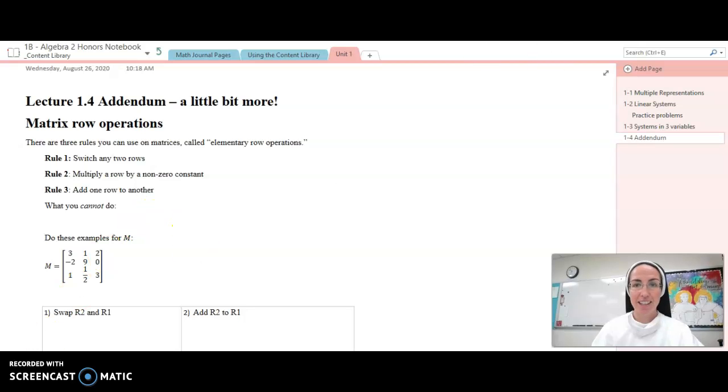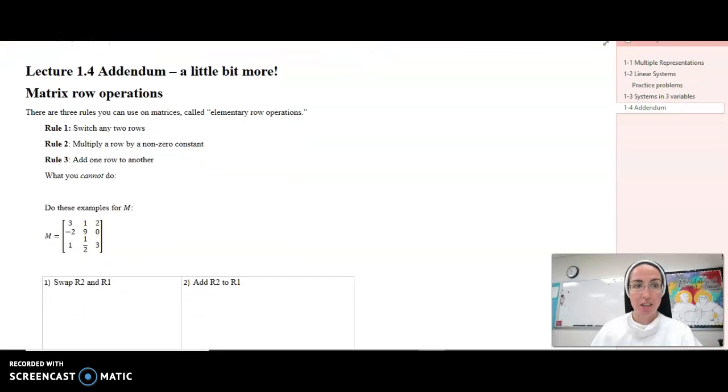Hi ladies, this lecture is what I'm calling an addendum. It means a little bit more to what we did in class today. So what I'm going to give you are the 3 rules that you can use to do matrix row operations. So these are 3 rules that you can use on matrices. We used them today in class, but here it is in this video all spelled out.